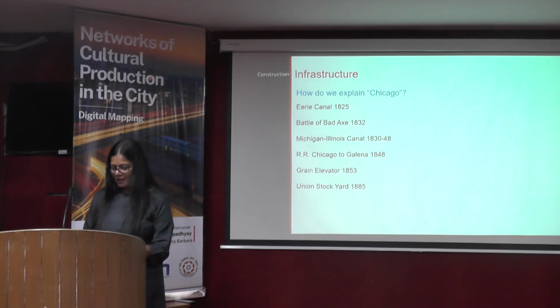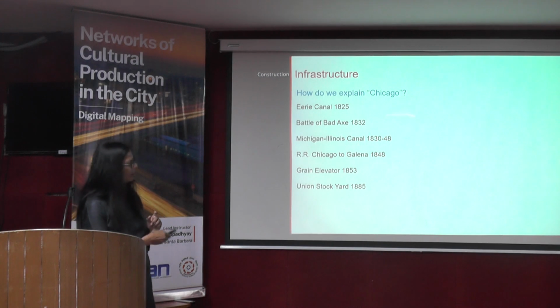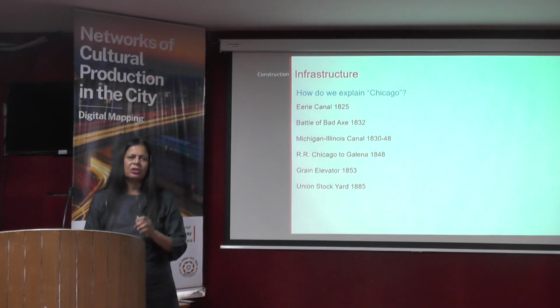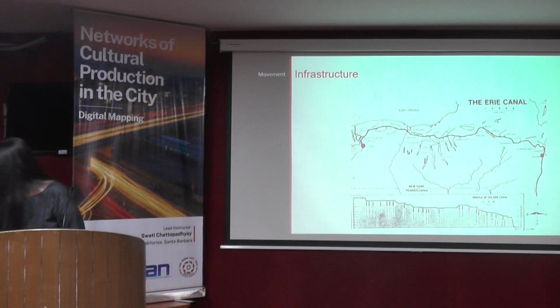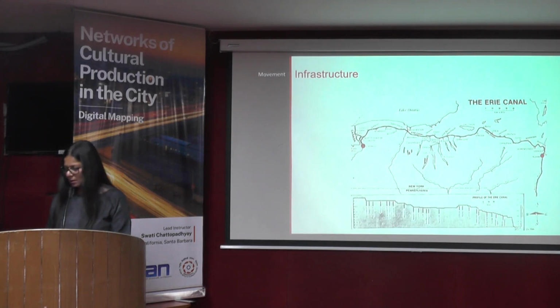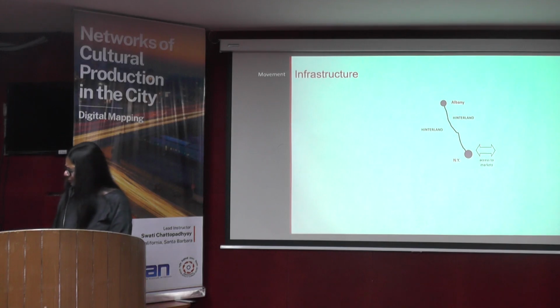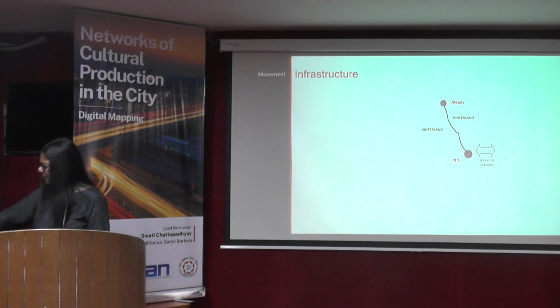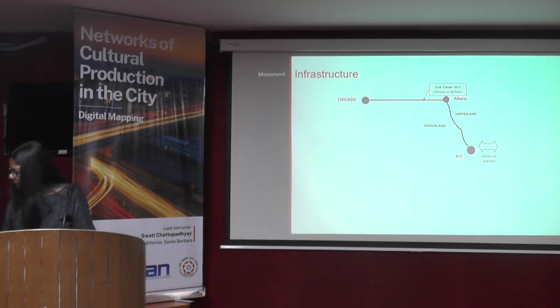But here I have included the Battle of Bad Axe. Really nothing to do with Chicago. It was really far from Chicago, but it had an impact. Let me go through this quickly to explain why this is so important. So the Erie Canal connected New York and the access to markets. This is the Atlantic market, and this is the connection. New York is being established between New York and Albany, and then Albany to Chicago.